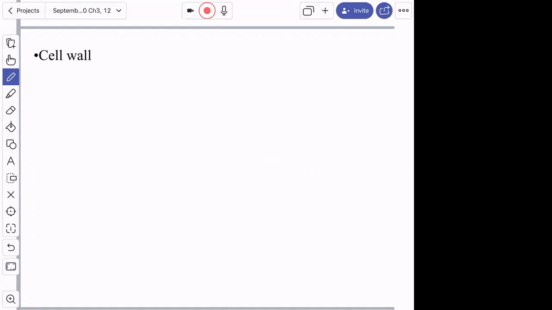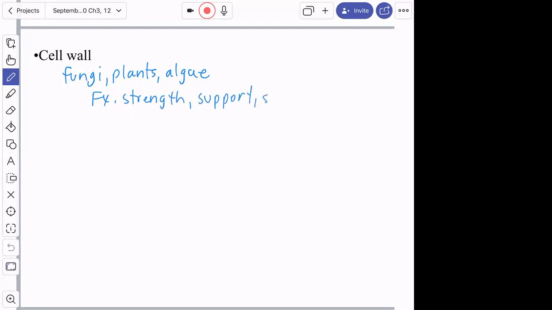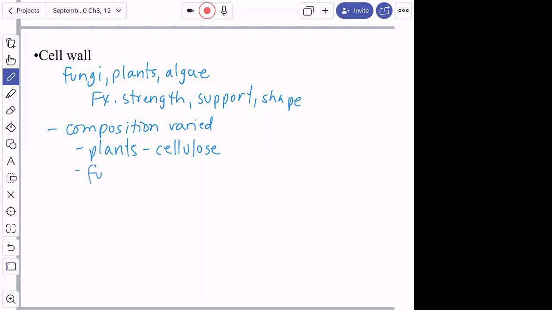Of course, which eukaryotes have the cell wall? I just mentioned that. It's fungi, plants, and algae. Not animals, of course. Same function as prokaryotes: strengthen that cell surface, support, shape. The composition is going to be quite varied, so we're not going to go into a lot of detail there. For plants, they have an awful lot of the polysaccharide cellulose. It's a much simpler structure than what peptidoglycan is. Fungi, cell walls composed primarily of chitin, another fairly simple polysaccharide.